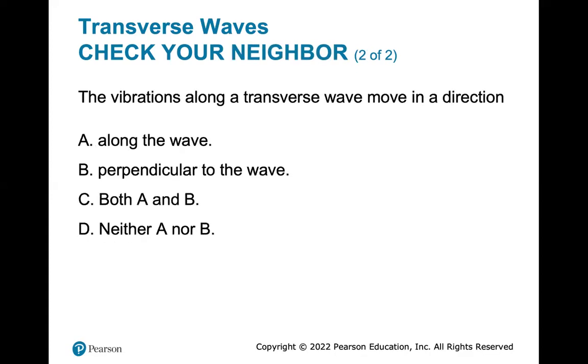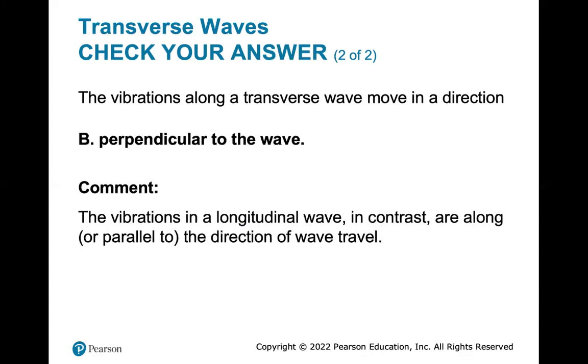The vibrations along a transverse wave move in a direction along the wave, perpendicular to the wave, both A and B, or neither A nor B. Now, transverse, they're going up and down, so they're actually perpendicular to the wave. The vibrations in the longitudinal wave, in contrast, are along or parallel to the direction of wave travel.